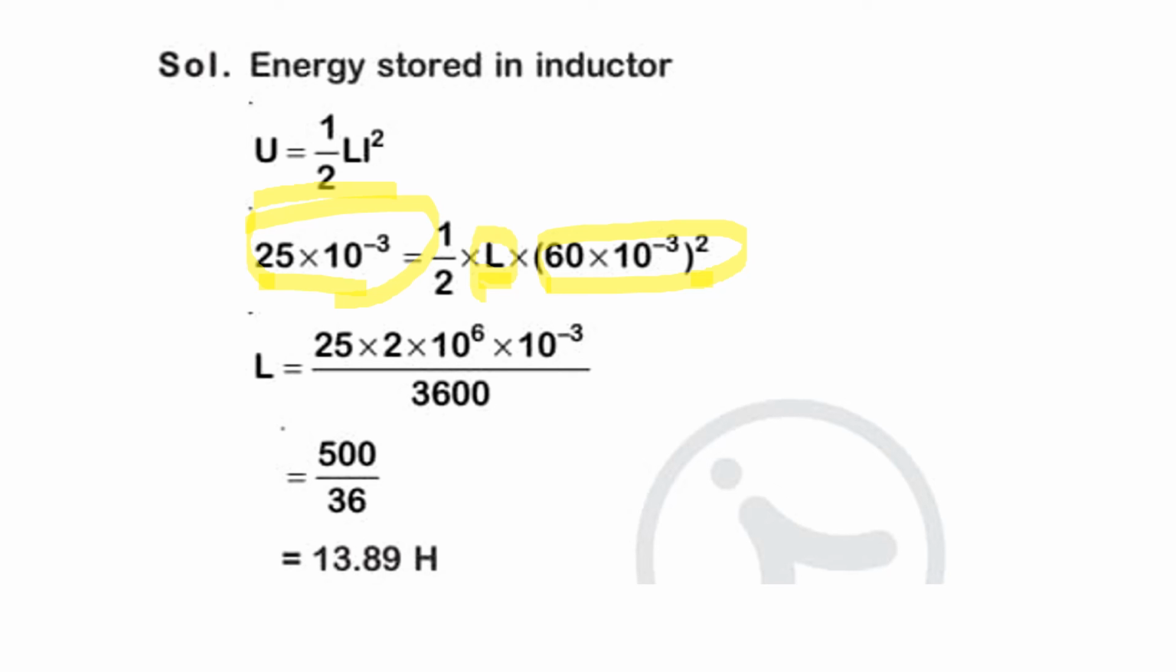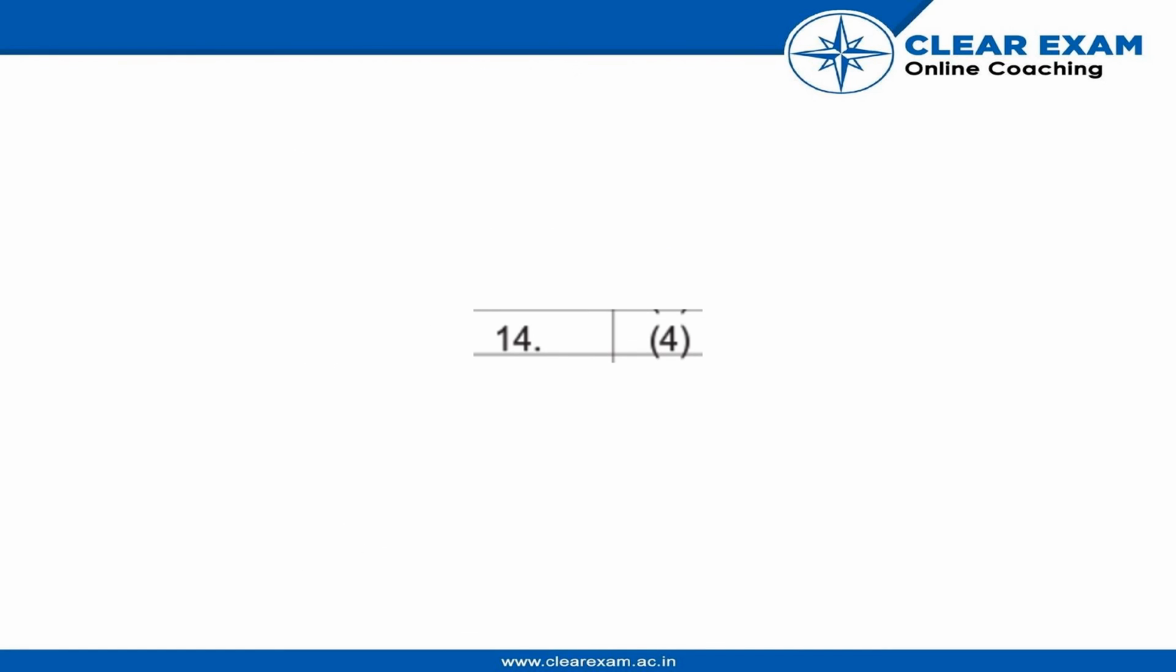Okay, so L is equal to 25 into 2. With this the value comes out to be 500 upon 36, which is 13.89 after calculating this. So the correct answer will be option 4, which is 13.89 H. So thank you everyone.